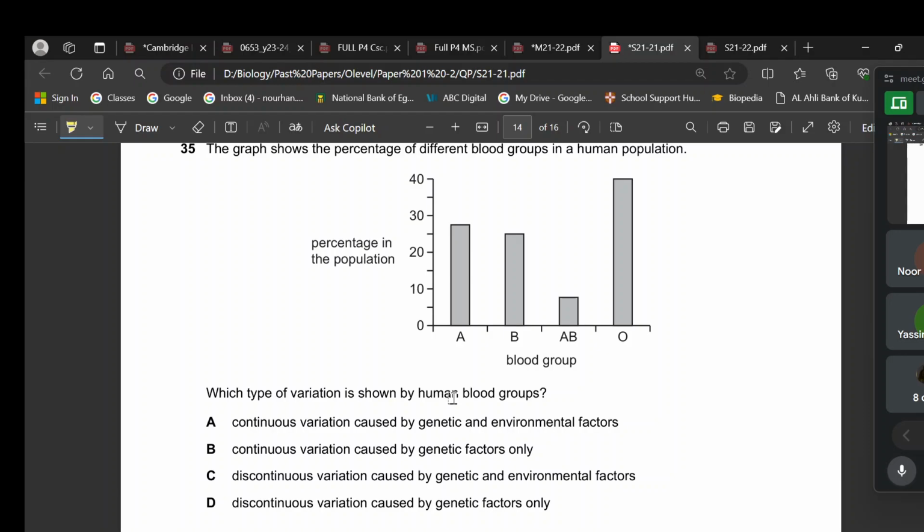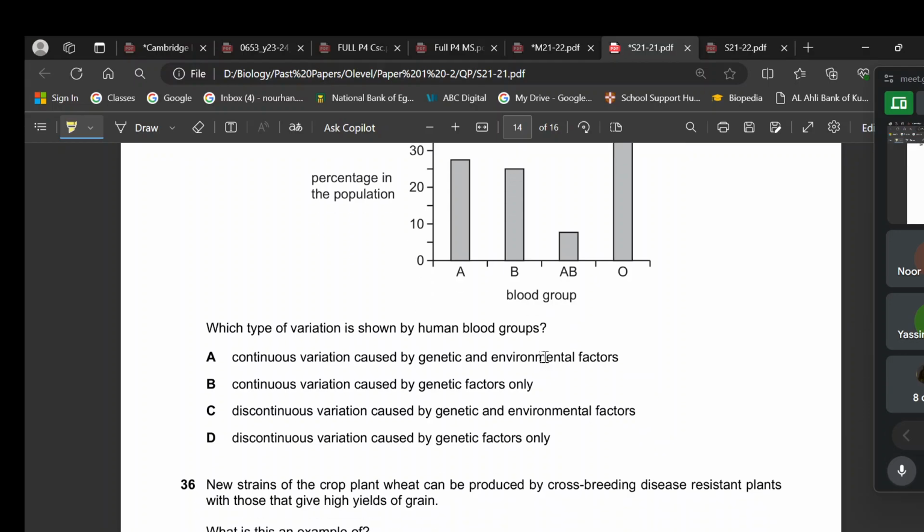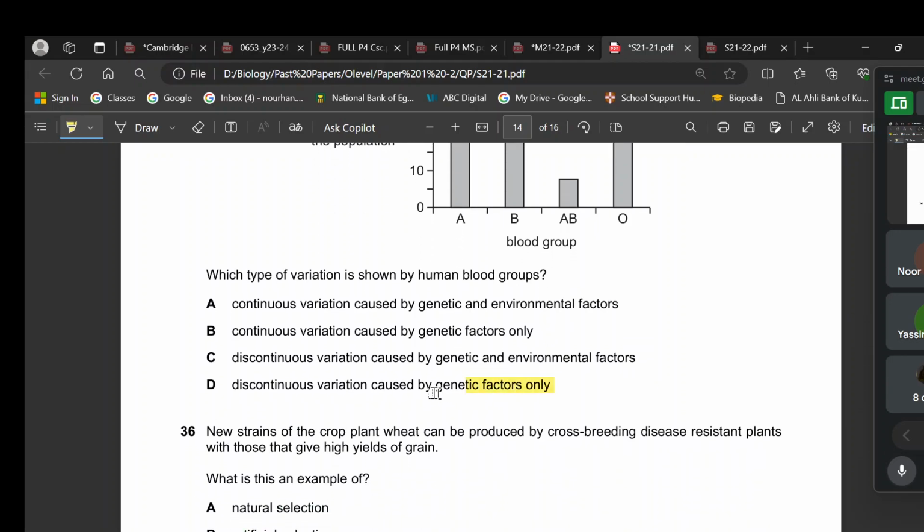What type of variation is shown by the blood groups? Blood groups? Discontinuous variation. Does the environment affect the blood groups? I mean, if I sit in sunny weather, for example, will my blood group change? No, it's not affected by the environment. It's only affected by the genes.